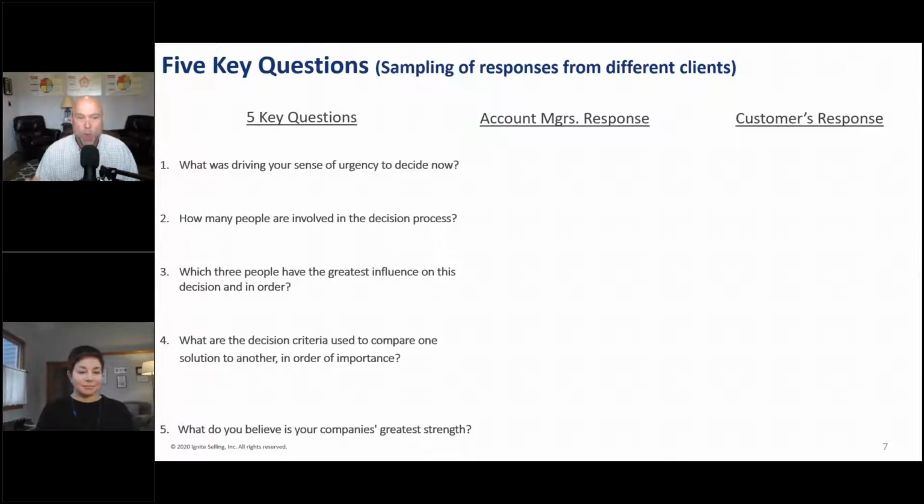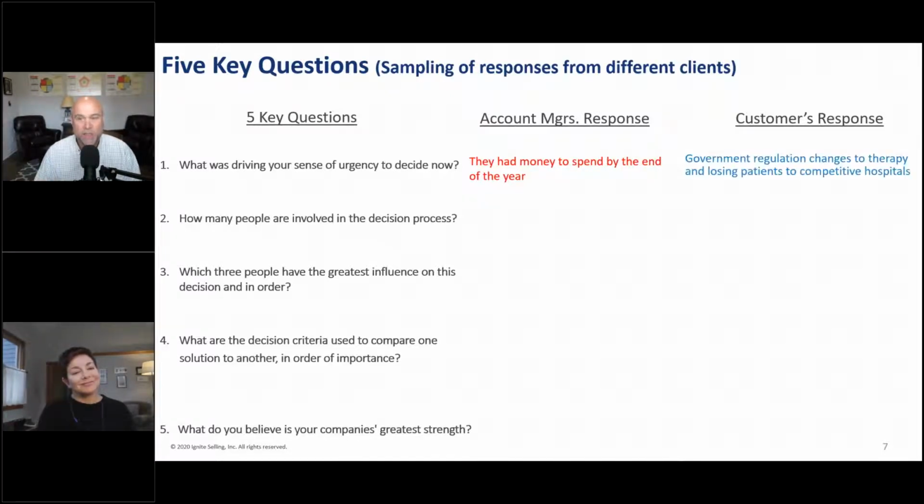The first question is, what's driving your sense of urgency to decide now? The account manager tells us they had money to spend by the end of the year. So that's what the account manager is telling us. The customer's response is that government regulations have forced changes in therapy and we're losing patients to competitive hospitals. See a little bit of a disconnect there between what the sales rep is thinking is really driving the urgency? Let's look at the second question.